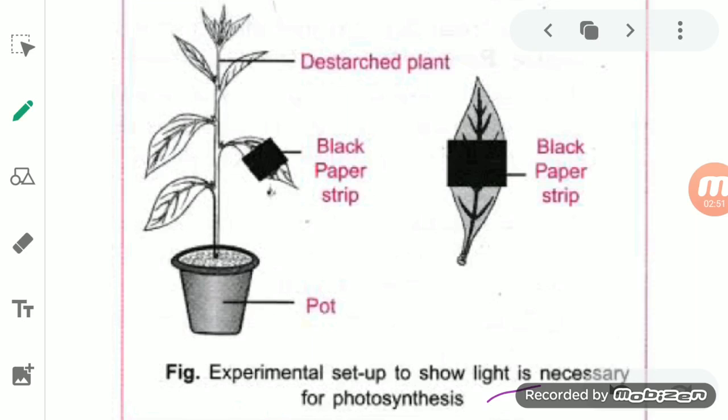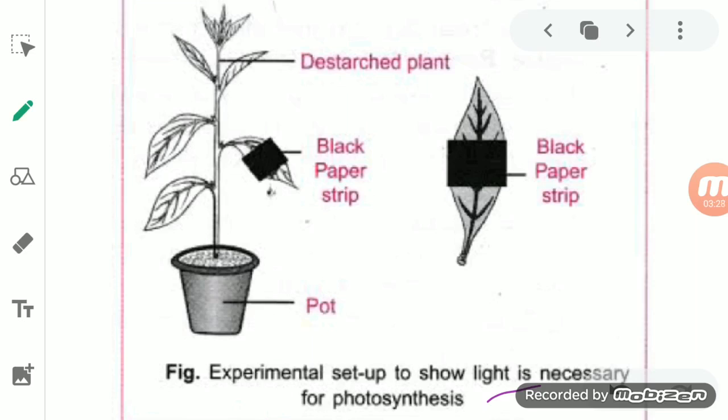increases the speed of the reaction between carbon dioxide and water. Or we can say that carbon dioxide and water can react together, can be mixed together, in the presence of sunlight only. So sunlight is very important for making food by the plant, or it is important for the process of photosynthesis.